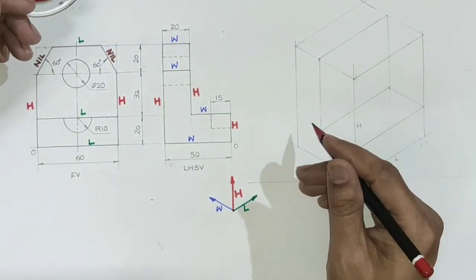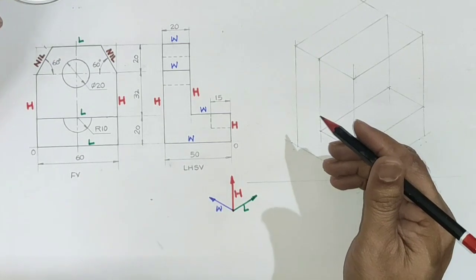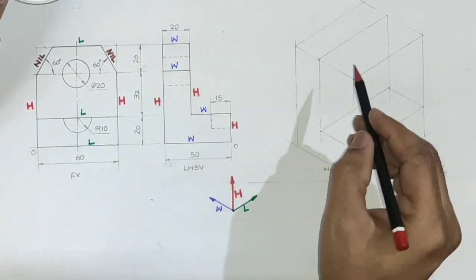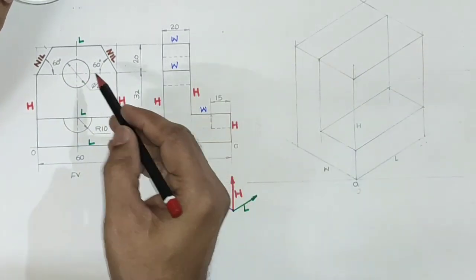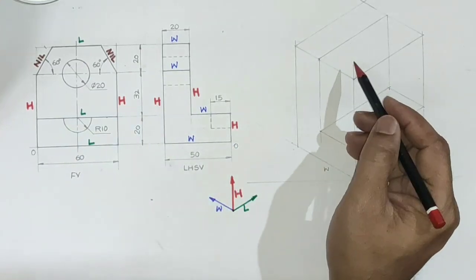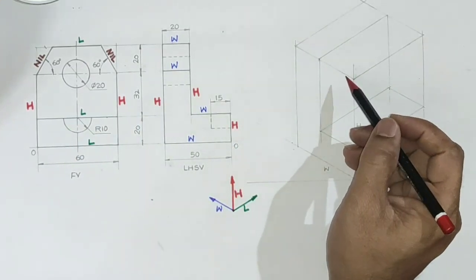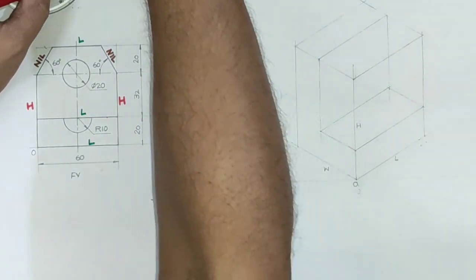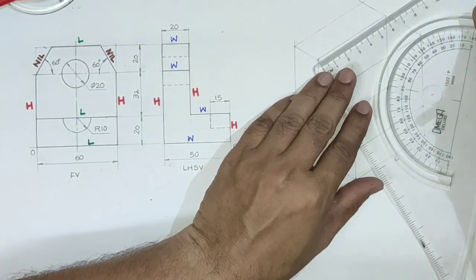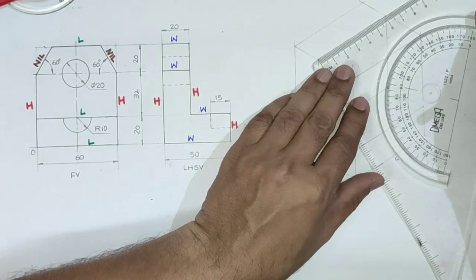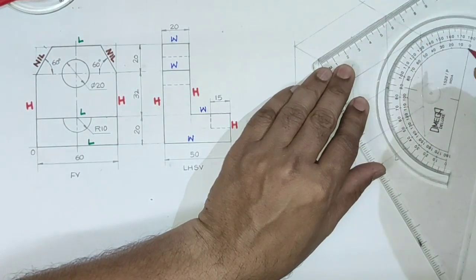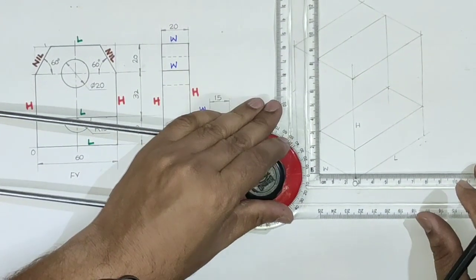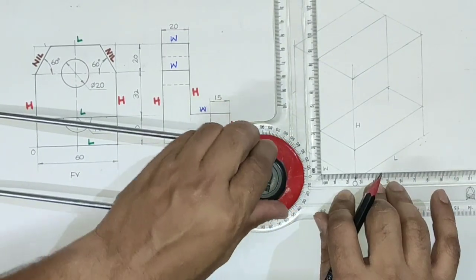Now let us put further details inside this. First of all, let us draw this circle in isometric view. The isometric of a circle is an ellipse. For that we need to construct a rhombus of side equal to diameter. Therefore, first of all, let us locate center for this. Take midpoint at 30 mm. Draw one vertical line, vertical center line.